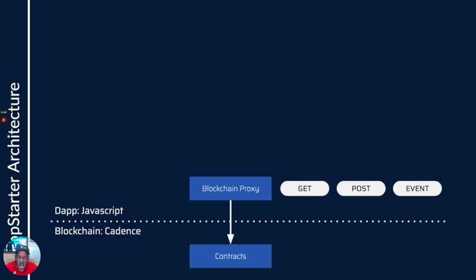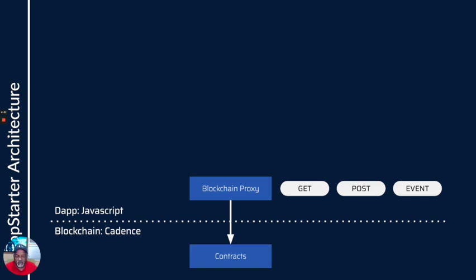So this particular file is designed to replicate a REST API, because one of the things that DappStarter wants to do is make it super simple for blockchain developers to start their journey from a Web 2 perspective. So in Web 2 with REST, you've got GET for reading, and you've got POST for submitting, and then you've got events. So we've mirrored that in DappStarter, and you've essentially got this proxy that has two methods, a GET and a POST, and then an event handler.